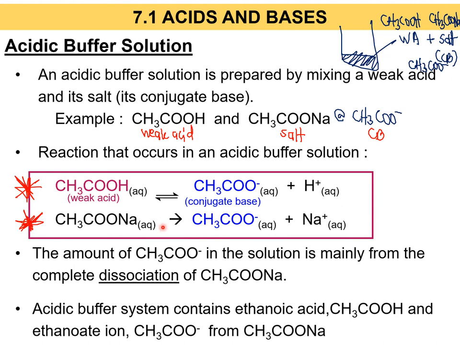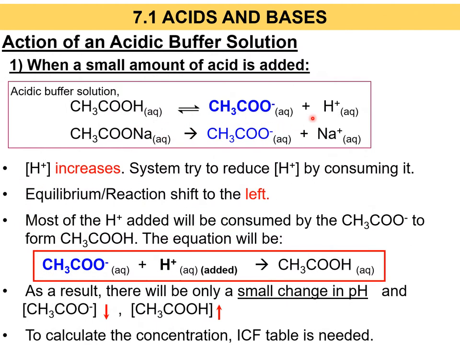So, apa yang berlaku kat sini? The amount of CH3COO- in the solution is mainly from the complete dissociation of CH3COONa. Kiranya, amount of CH3COO- ni is basically, it all depends on the CH3COONa lah. Dia akan depends pada salt. Okay, and acidic buffer solution, buffer system, dia akan ada inilah tiga-tiga komponen ni, CH3COOH, CH3COO- and also CH3COONa. Okay, so sekarang ni if let's say you ada this acidic buffer solution, ni memang fix lah benda yang you kena ingat. Dua-dua equation ni you kena ingat.